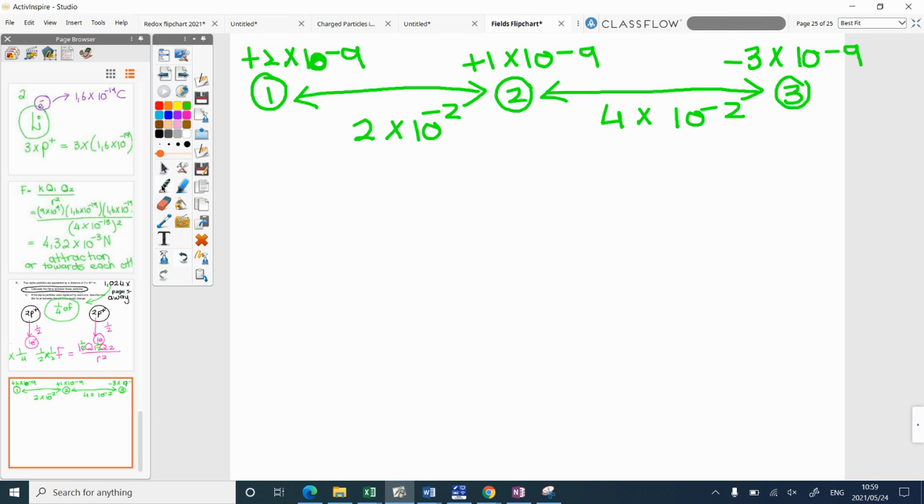Guys, please remember that if the question doesn't speak about gravitational force or tell you mass, then you can assume that the only forces are these electrostatic forces.